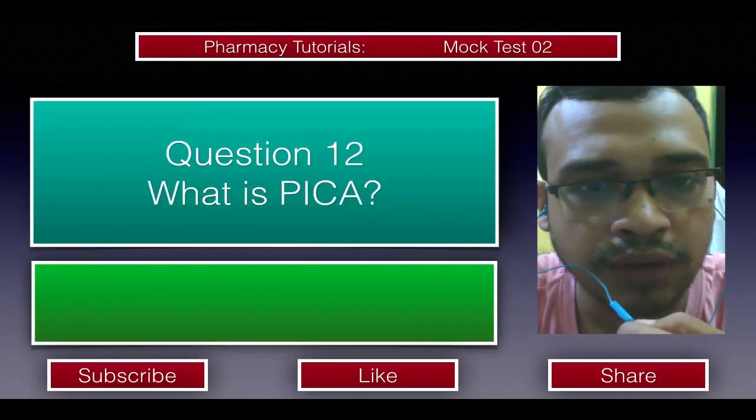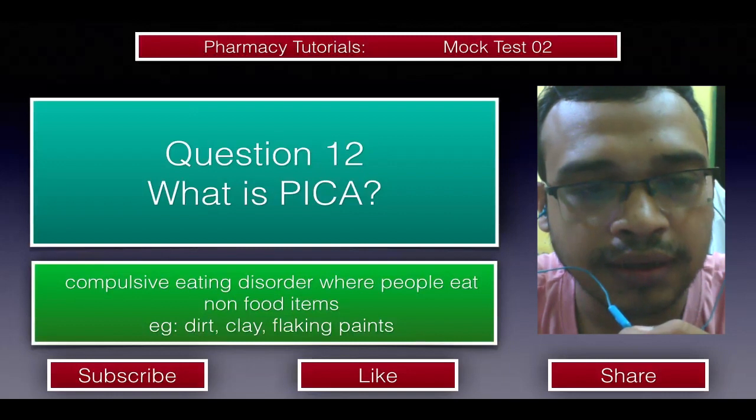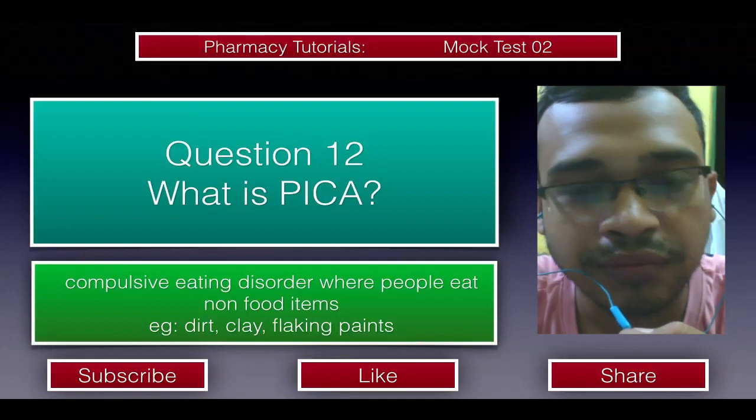Next question is, what is pica? Pica is a compulsive eating disorder where people eat non-food items. For example, dirt, clay, pens. I particularly know some of my friends do that. They have this pica syndrome.